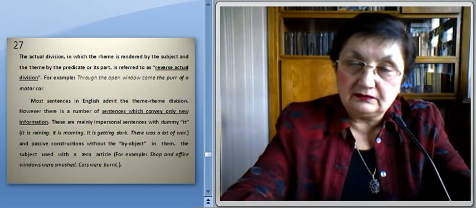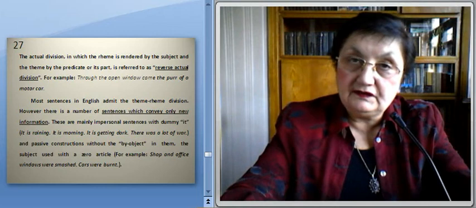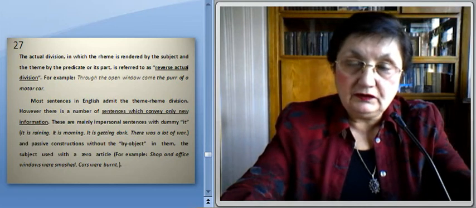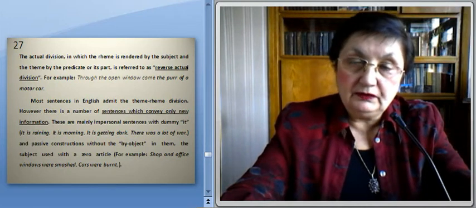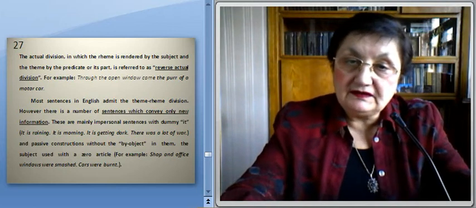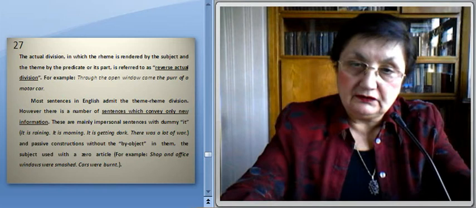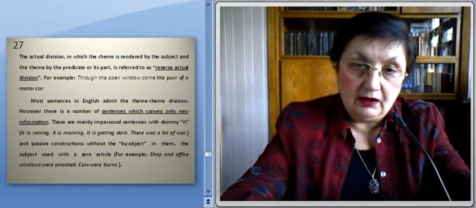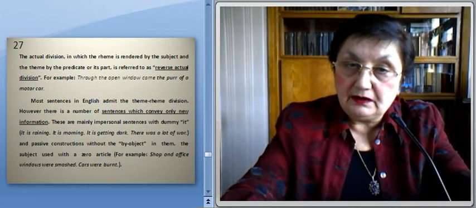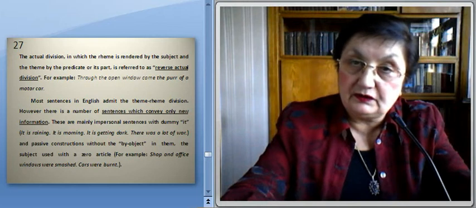Most sentences in English admit the theme-rhyme division. However, there is a number of sentences which convey only new information. These are mainly impersonal sentences with dummy it. For instance, it's raining, it's morning, it's getting dark, there was a lot of war, etc. And passive constructions without the by object in them, the subject used with a zero article in this case. For instance, shop and office windows were smashed, cars were burnt.